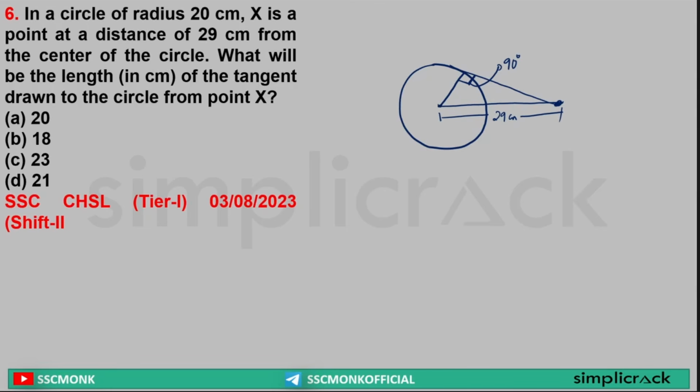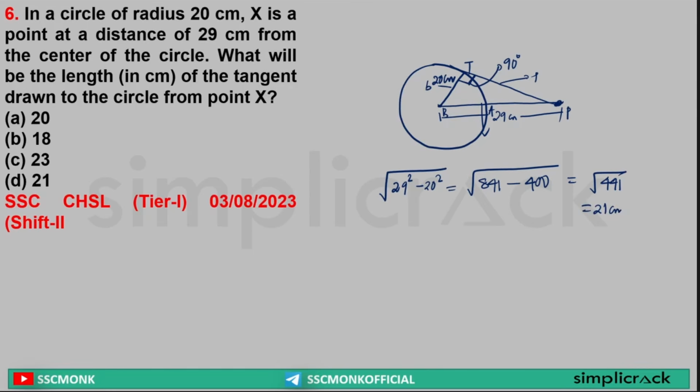Now see, when it is 90 degrees, this is my P, this is my B, this is my H. My B is 20 centimeter. So this is 20, this is 29, and this has to be calculated, right? Now this is the Pythagoras theorem, so I can write the square root of 29 square minus 20 square. That is 29 square is 841 minus 20 square is 400. Square root of 841 minus 400 is 441. Square root of that is 21 centimeter. Done. Answer option D. Sorted?